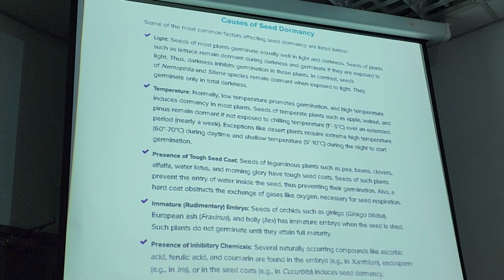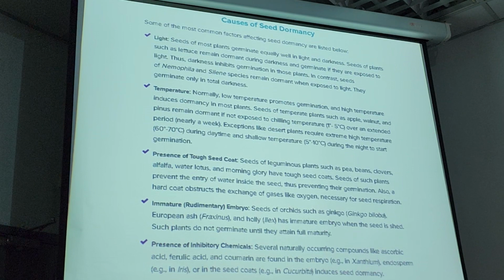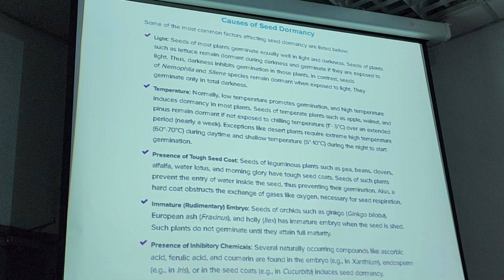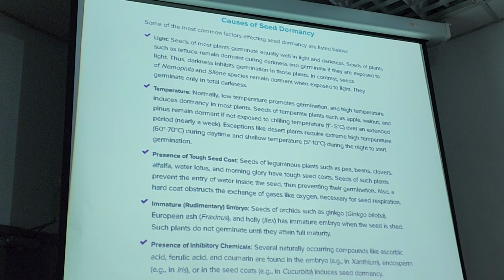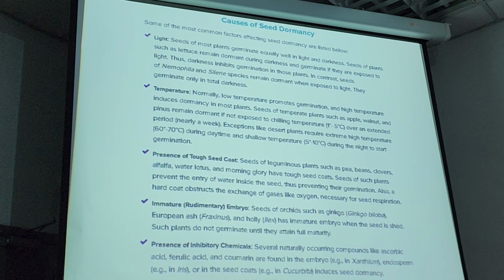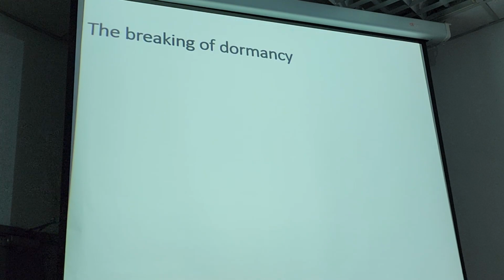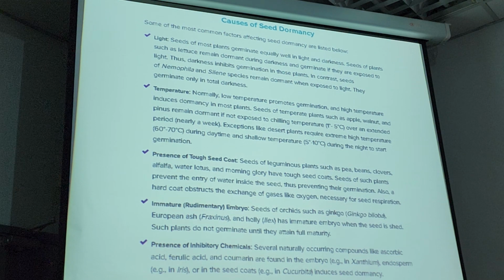Right. So this is the summary of it. You have light, temperature, presence of tough seed coat, immature embryo, and also the presence of inhibitory chemicals. I put this so that you can read on your own. Okay. All right. I think that's all for now. That's already 9:30. We can continue on Wednesday.